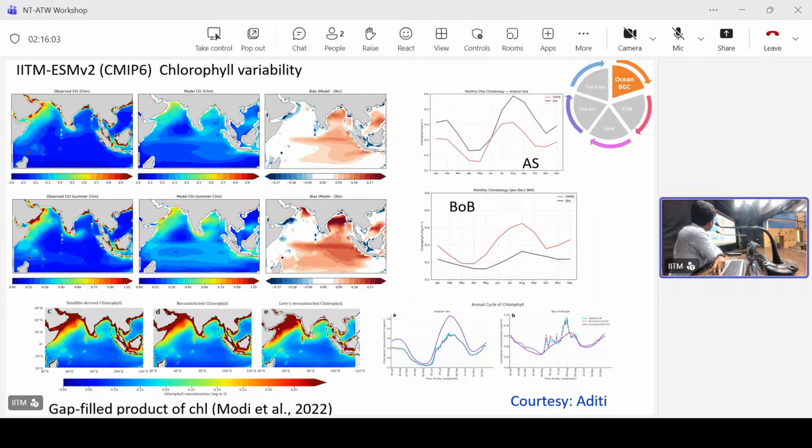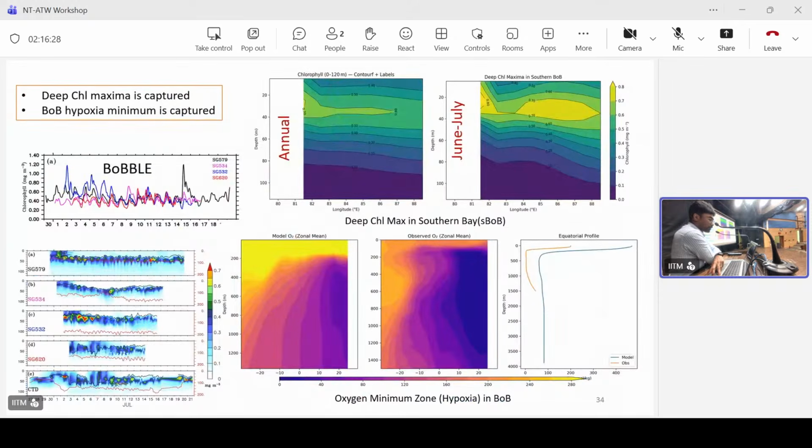And we also work on the biogeochemistry. We see the Arabian Sea and Bay of Bengal. In this CMIP6 version, we have checked, and this is from the comparison with the gap filled product of chlorophyll. And we see there are changes in the productivity, and we are currently working on the improvement in the productivity because of the changes in the circulation in the Arabian Sea and the Bay of Bengal. And also this was compared to the BOBBLE array here, and we see that the deep chlorophyll max in southern Bay of Bengal is also well represented in the model.